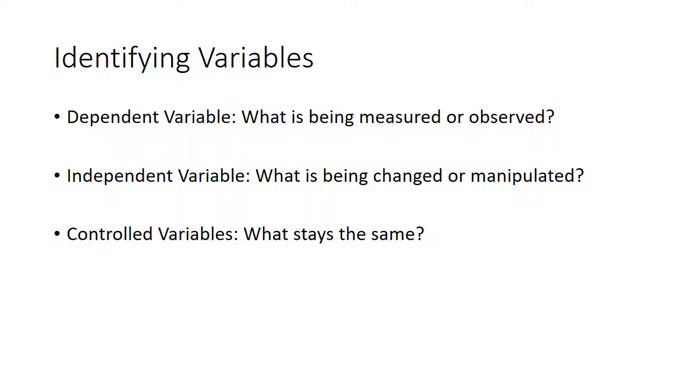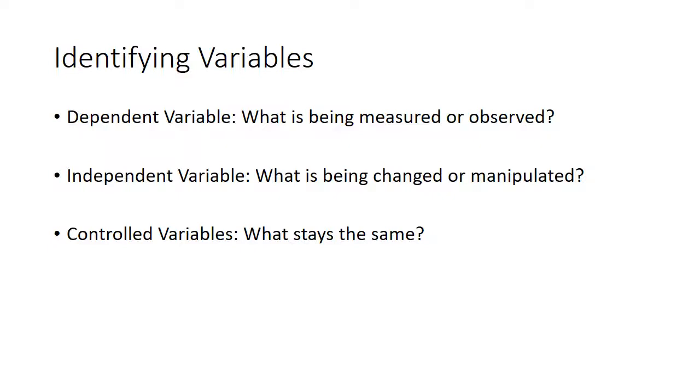The first thing in Lab 1, we looked at identifying variables. So there's three main variables that I would like for you to be able to identify. The first is the dependent variable. And the question that you need to ask yourself when finding the dependent variable is what is being measured or observed in the experiment. So if you can remember that question, I like to find the dependent variable first.